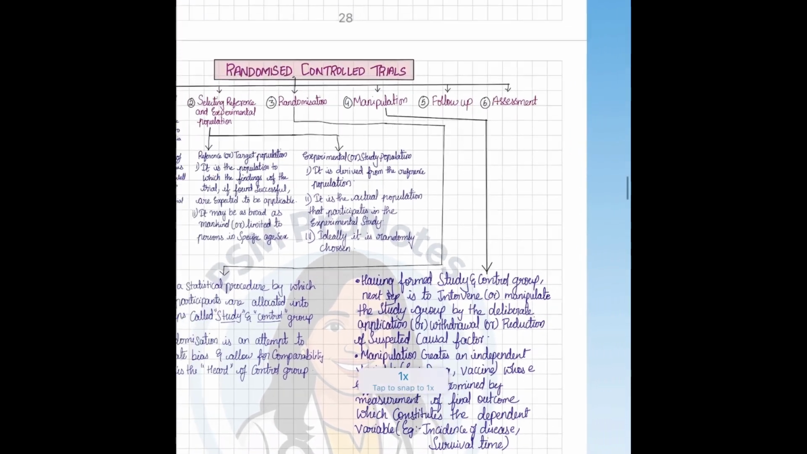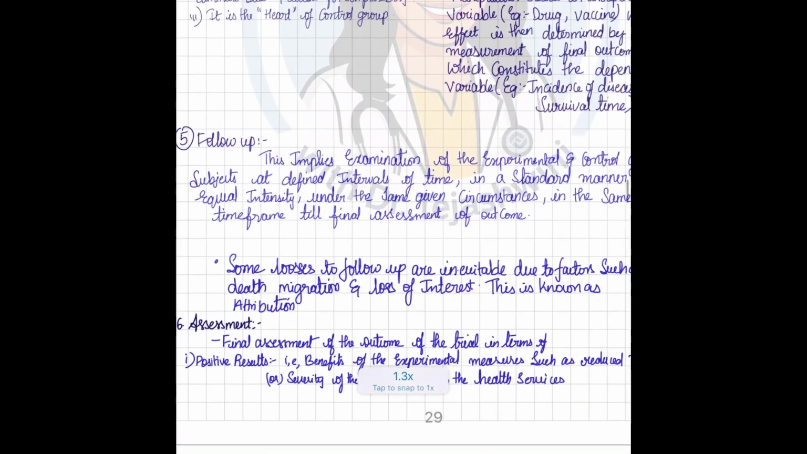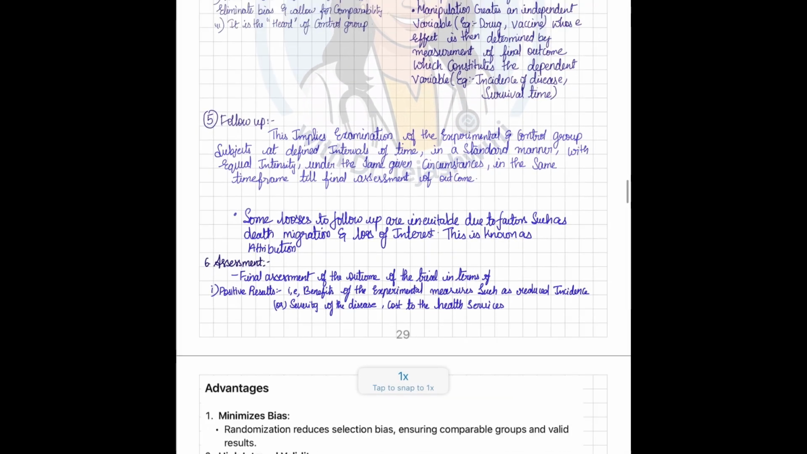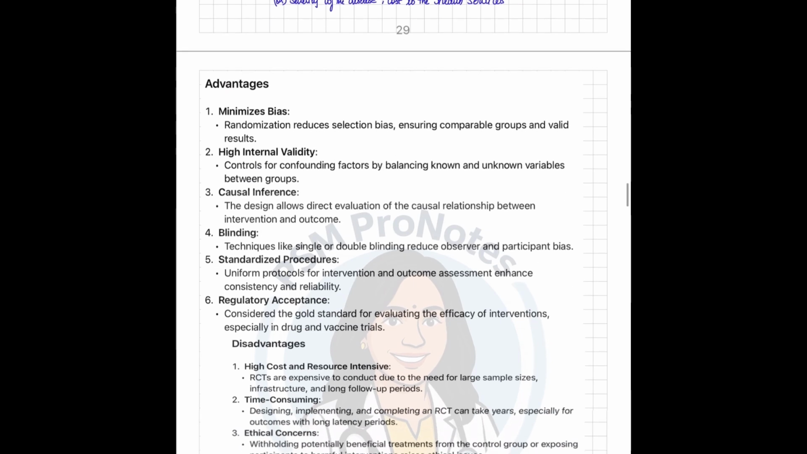Follow-up. Follow-up involves monitoring both groups over a defined period, assessing the impact of the intervention. This is done at set intervals to track changes in health, disease progression, or other relevant outcomes. Assessment. After the follow-up period, we assess the outcomes to determine the efficacy of the intervention. The primary focus here is to measure changes in health status, such as improvement in a disease or reduction in symptoms.